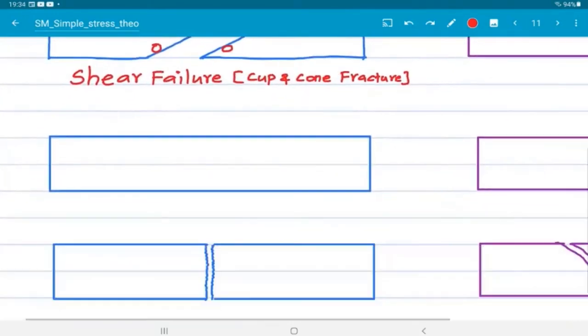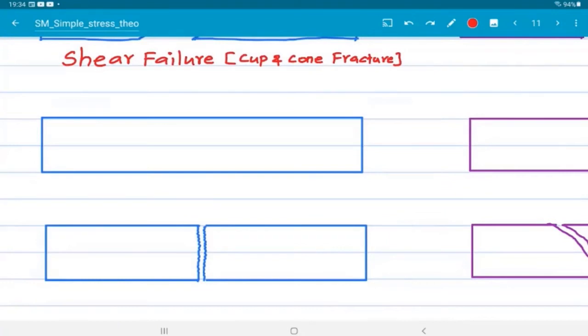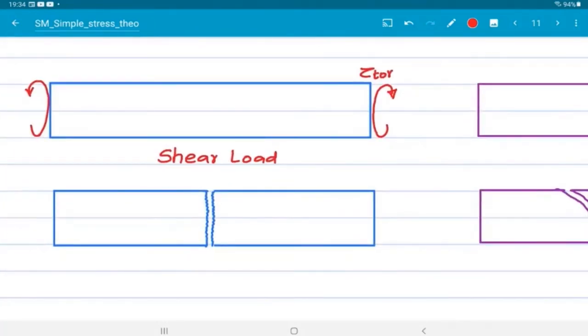Next, in the same ductile material, the same round rod, we are applying torsion. The torque is creating shear stress, torsional shear stress. The applied load is shear load, applied on the external surface. All the keywords are important. So when we apply the torsional shear load, what is happening?